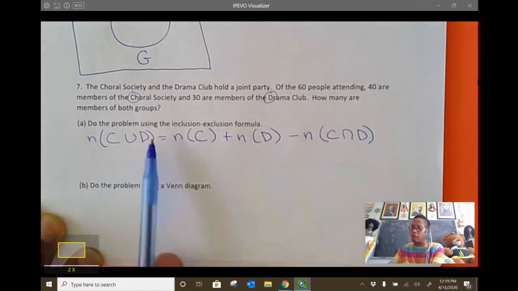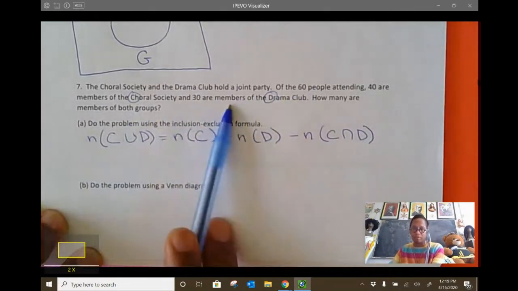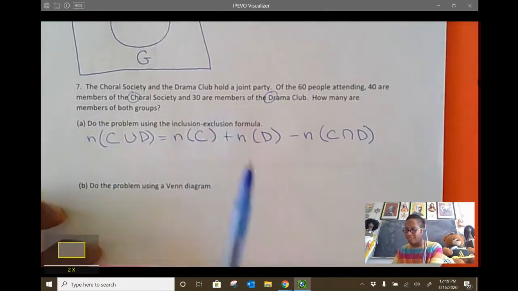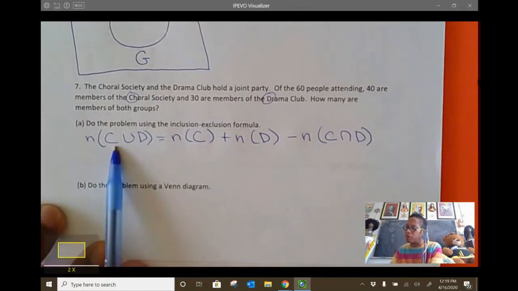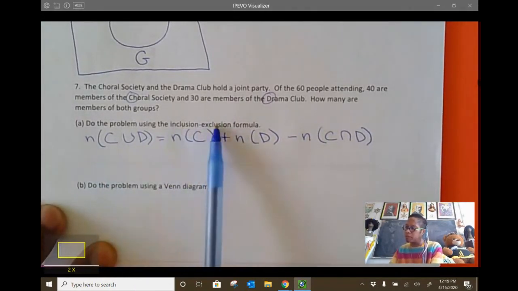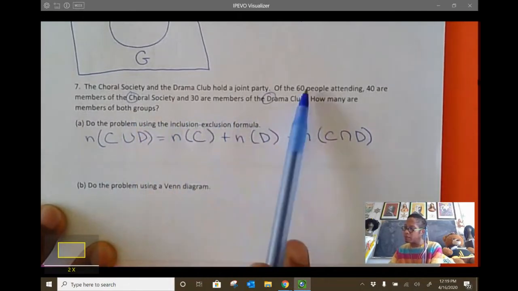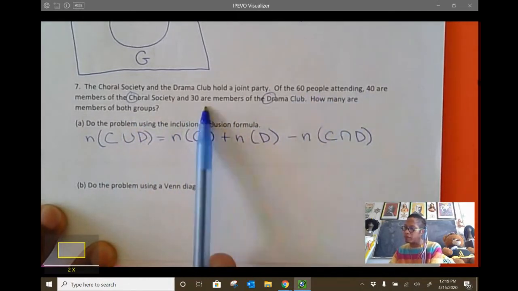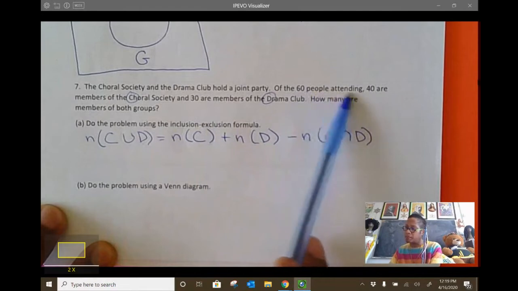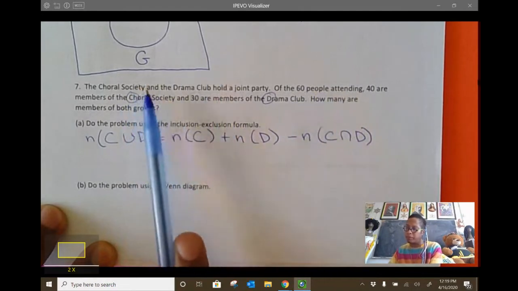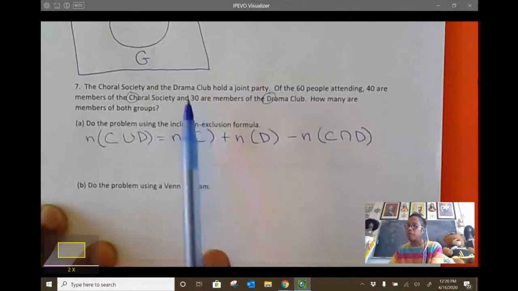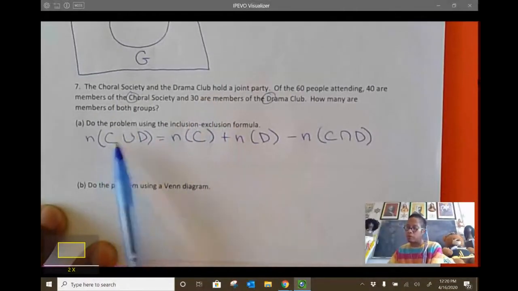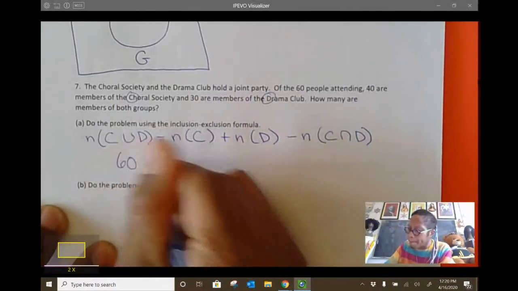These are four numbers, and hopefully three of them are in here. If three of them aren't, we're SOL. So, do we have this? Do we know the number of people in choral or drama? Well, let's see. We only have three numbers, 60, 40, and 30. 60 people are attending, and everyone presumably is either choral or drama, because why would they be there otherwise? So, choral or drama must be 60.